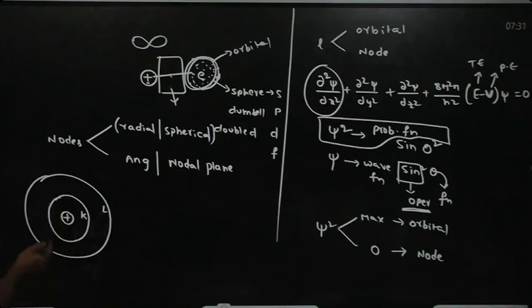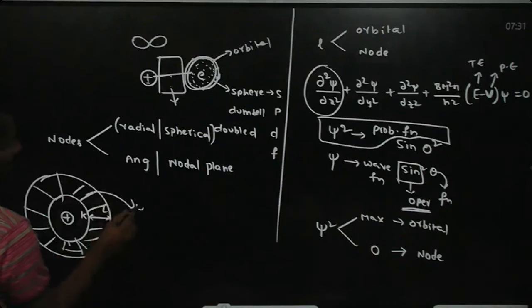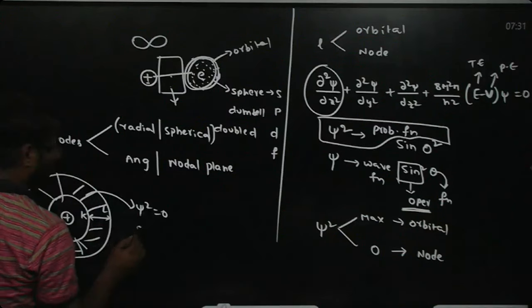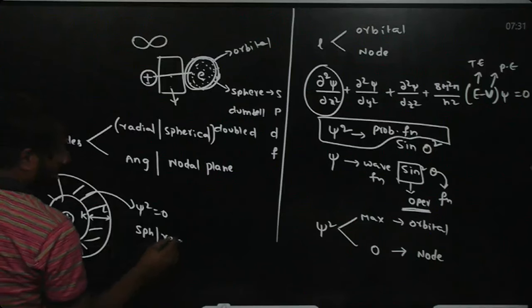Some orbitals are there: S orbital and P orbital. Now, if I observe between K and L, do we find any electron over here? If you label this entire part, it is also like a sphere, like a ball, at which psi square is 0. So this kind of node is called a spherical node or radial node.